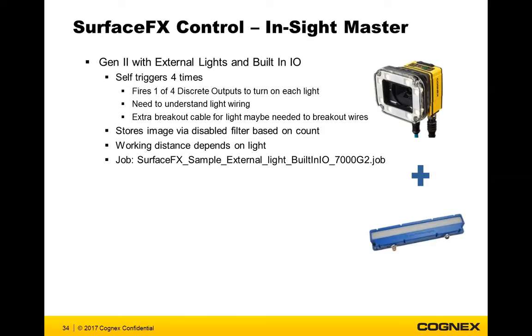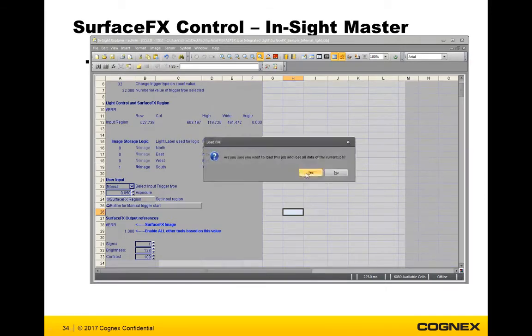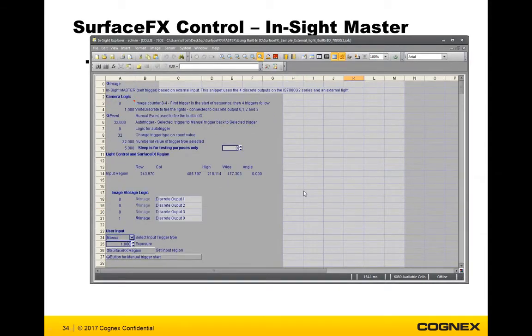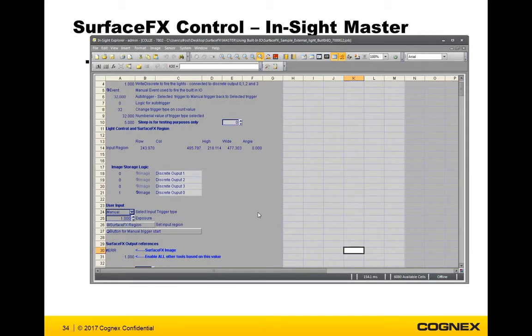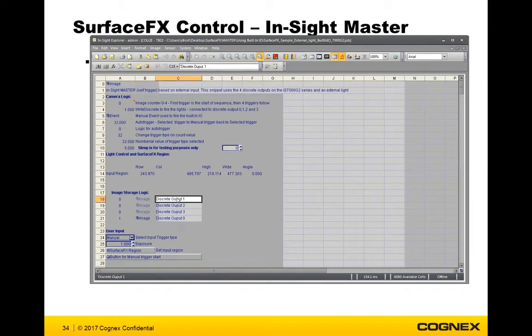You can add to your I/O by adding an I/O module if you need something else. But let's take a look at SurfaceFX with built-in I/O. So let me go to my master spreadsheet here, built-in I/O, and here we go. Here's this job. It's going to look very similar to our last job, except this time, as opposed to turning banks on and off, I'm going to be turning on and off discrete outputs. And each discrete output corresponds to each image or each direction of the light. I know which direction the light is coming from. Therefore, I put these this way. You can rearrange them as your light works.